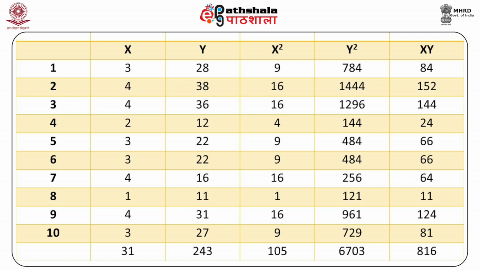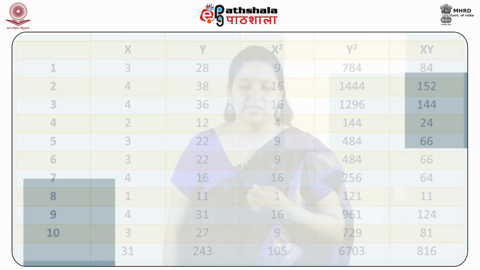Multiplying the x and y scores for these 10 subjects, we get the xy values: 84, 152, 144, 24, 66, 66, 64, 11, 124 and 81. Summation xy therefore is 816, and the sample size is 10, therefore n is equal to 10.